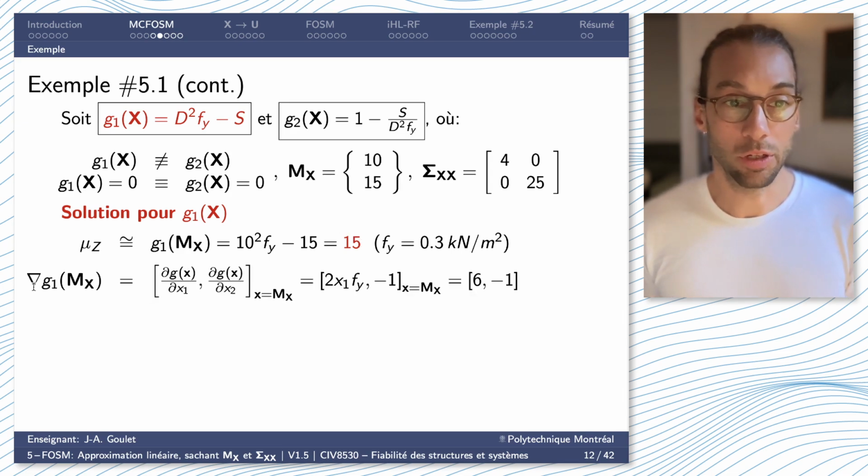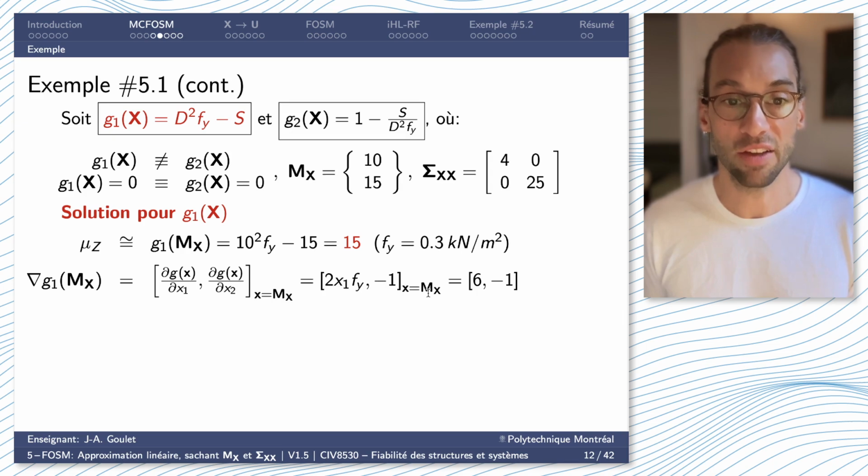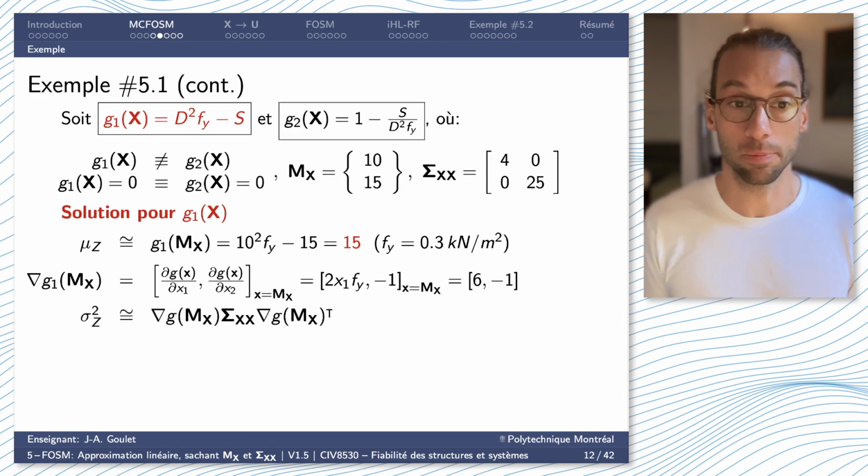So we can evaluate the gradient for my first function. I first differentiate with respect to D, which gives me 2 D fy. Then we differentiate with respect to S, which gives me minus 1. If I evaluate this at the expected value, that gives me 6 and minus 1.